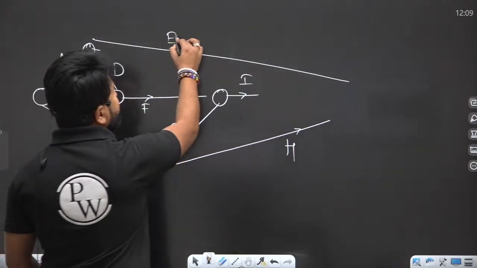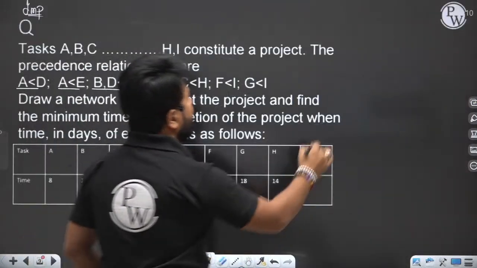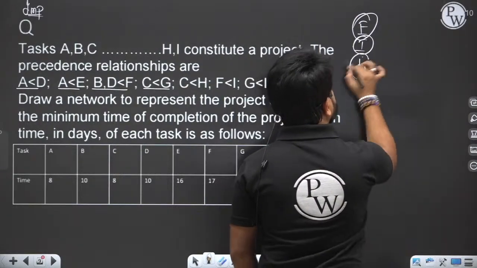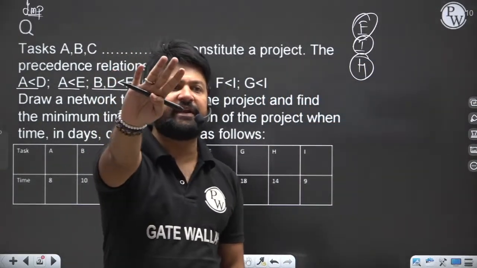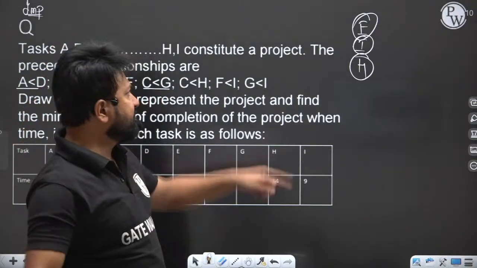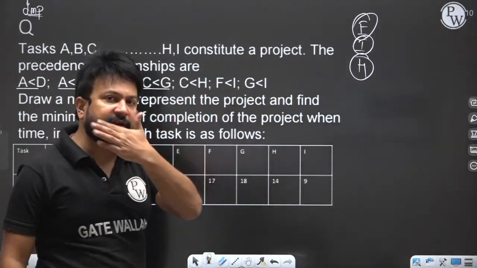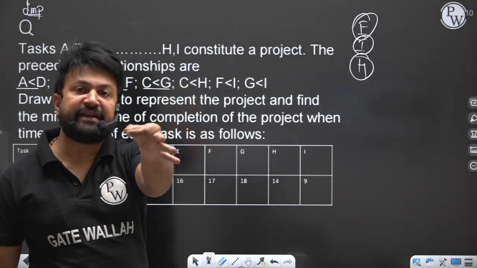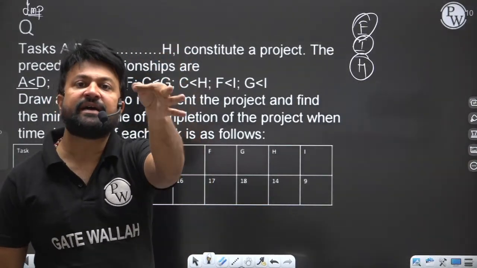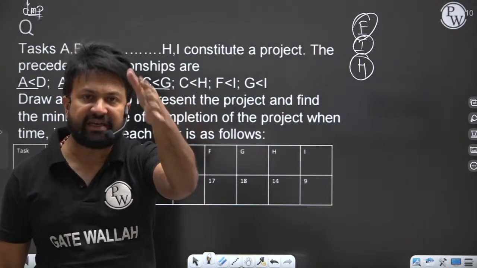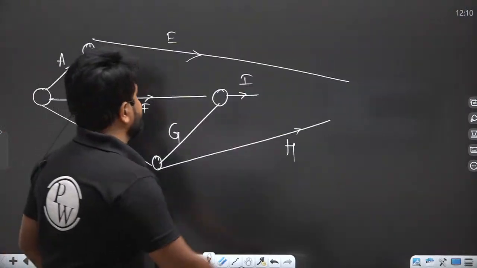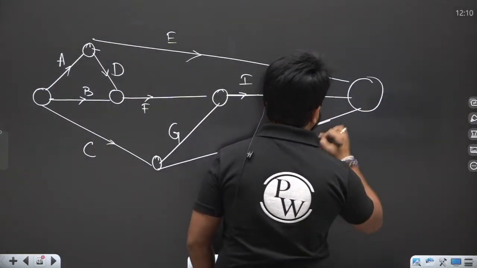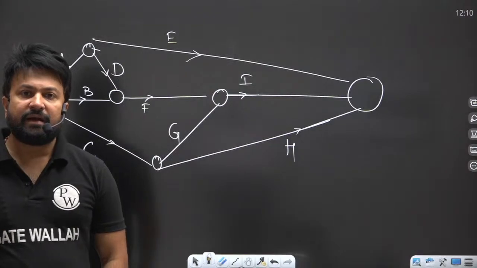Here you can see E, I and H. These three activities are not preceding activities of any other activity. It means they are the ending activities. They are meeting at the end event, the last event, that is E, I and H.